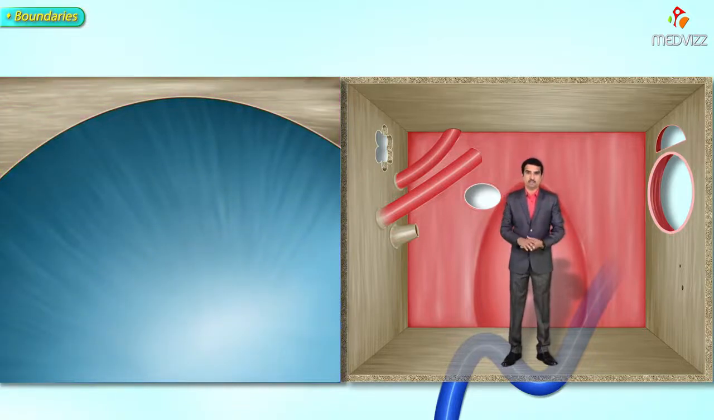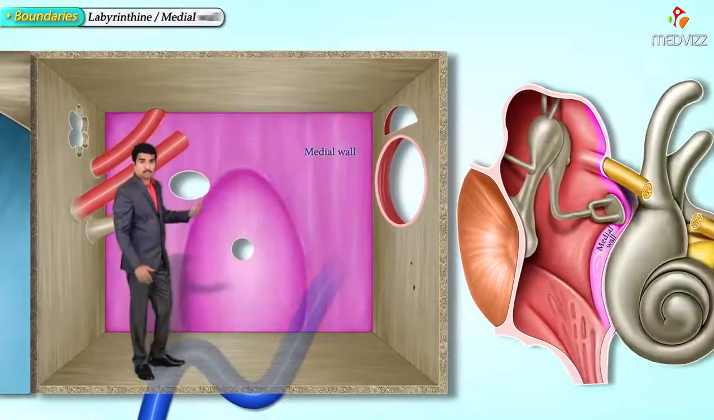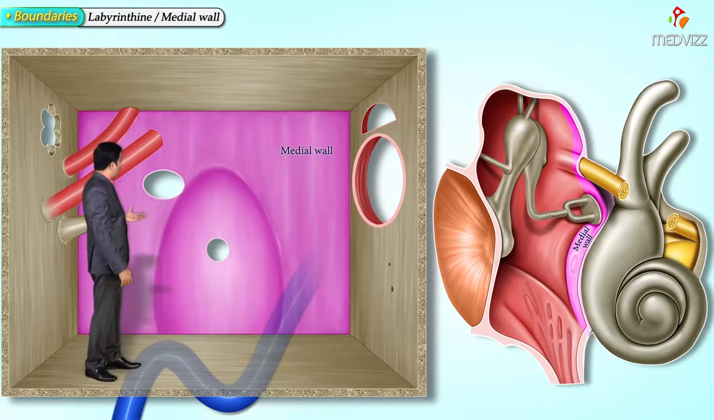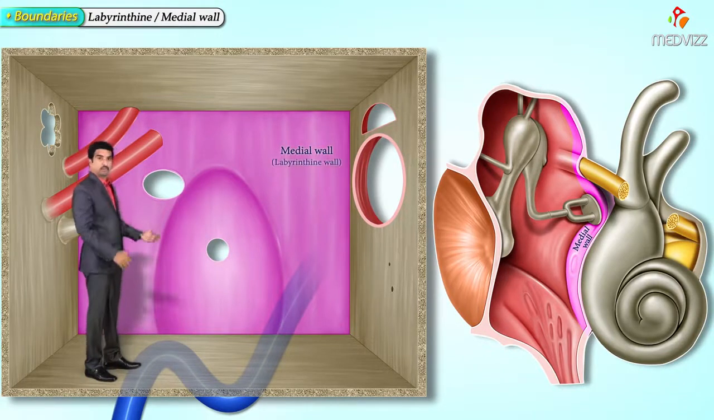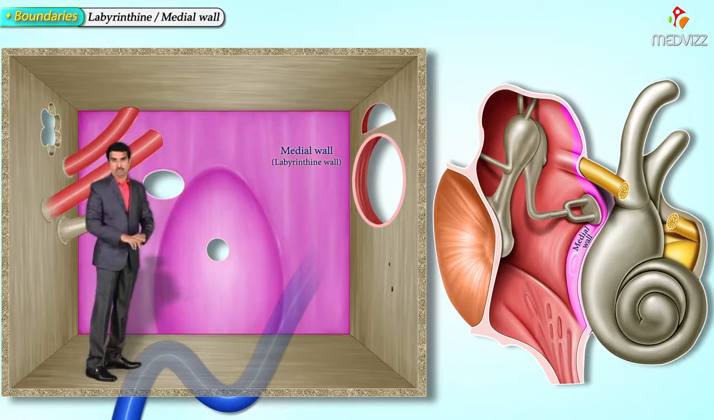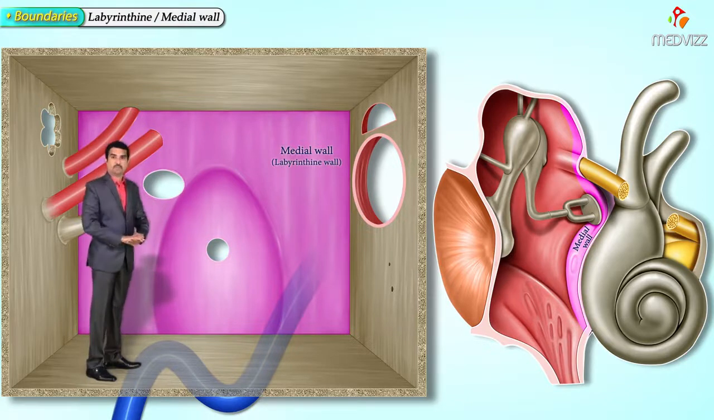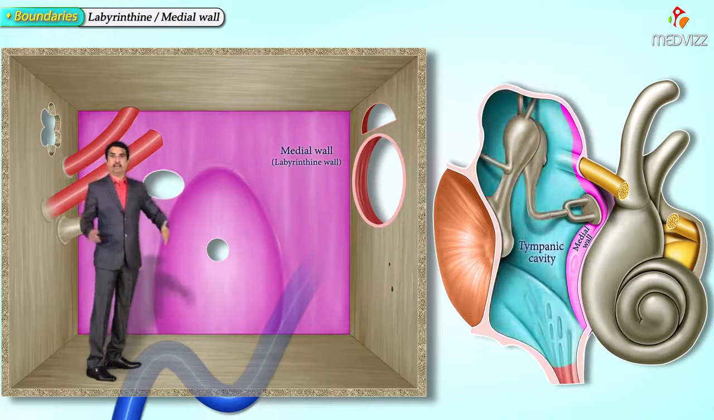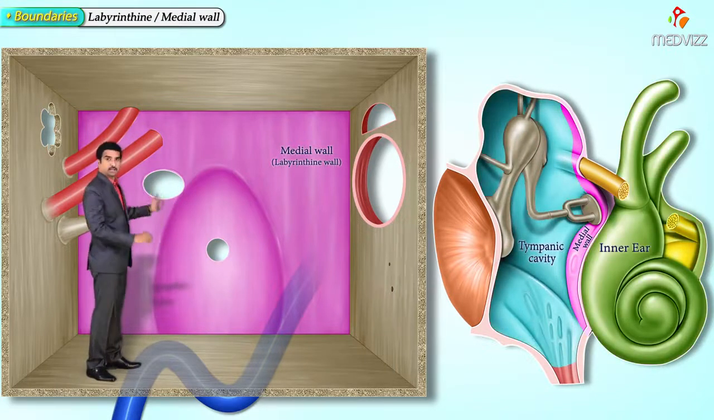So after the lateral wall, now we have to see what the medial wall is, right? This medial wall is called the labyrinthine wall. The entire structure, the wall you are seeing here, is called the medial wall. This is the wall that separates this particular tympanic cavity from the inner ear.